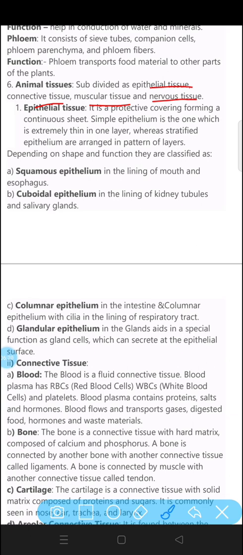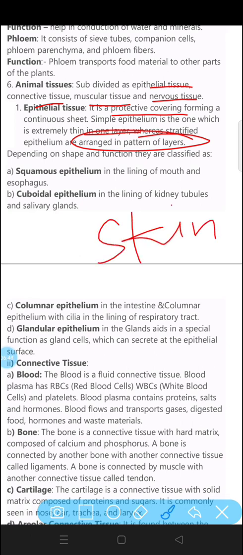Epithelial tissue is a protective covering forming a continuous sheet. We can say epithelial tissues are present in each and every body part of we humans. Simple epithelium is the one which is extremely thin, in one layer, whereas stratified epitheliums are arranged in patterns of layers. If we talk about stratified epithelial, then we can give the example of our skin.